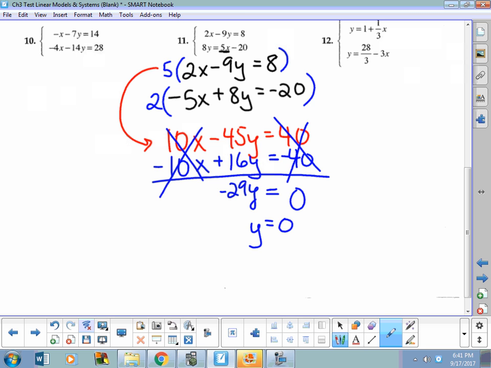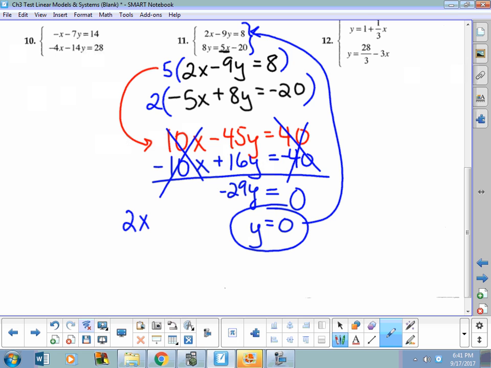All right, we got y is 0. Circle that. Plug it in. Now you are substituting 0 back in, but you used elimination. It's not like you're cheating and using substitution. This just has to happen this way. And this won't take long.